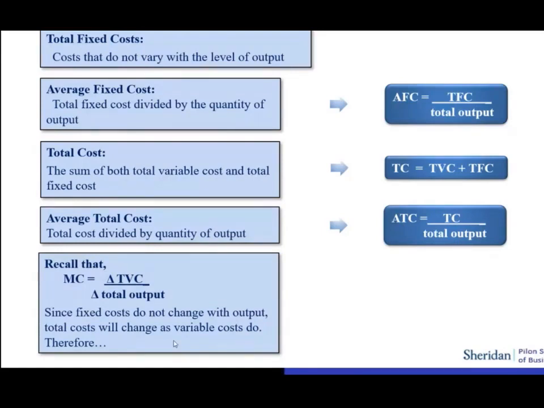And again, this is important to point out. Marginal cost is the change in total variable cost divided by the change in output. But since fixed costs don't change, you could also use the change in total cost. The total cost will only change because of variable costs, right? Fixed costs never change. So the change in total cost is always the same as the change in total variable cost. So you could use either one and you could get marginal cost. They're both going to be the same.